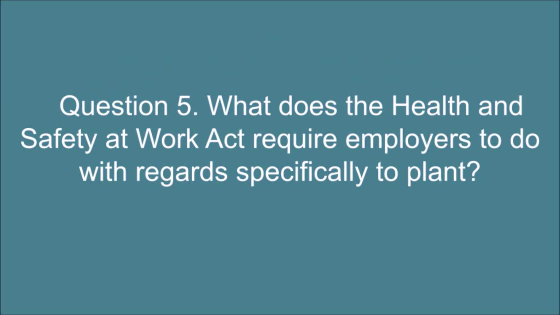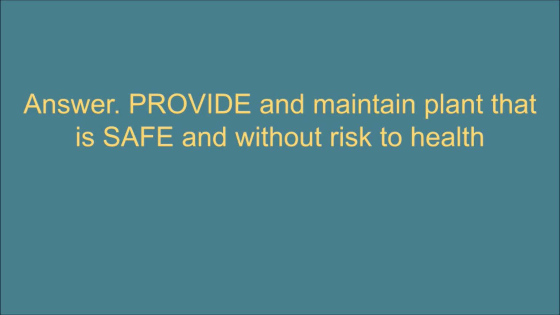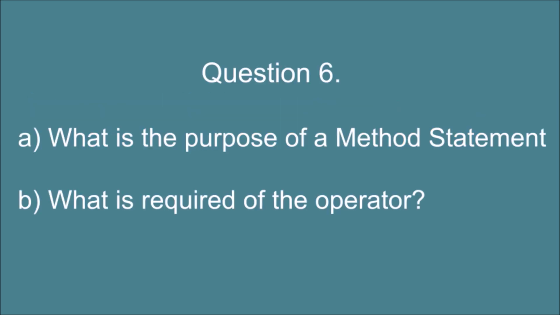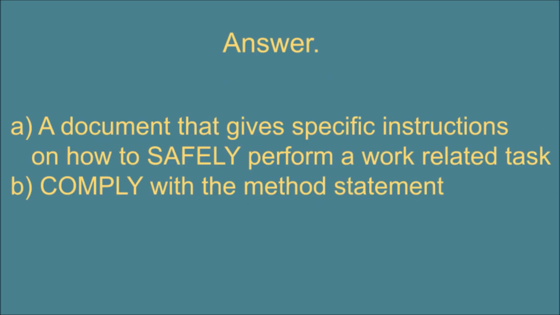Question 5. What does the Health and Safety at Work Act require employers to do with regards specifically to plant? Answer. Provide and maintain plant that is safe and without risk to health. Question 6. A. What is the purpose of a method statement, and B. What is required of the operator? Answer. A. A document that gives specific instructions on how to safely perform a work-related task, and B. Comply with the method statement.